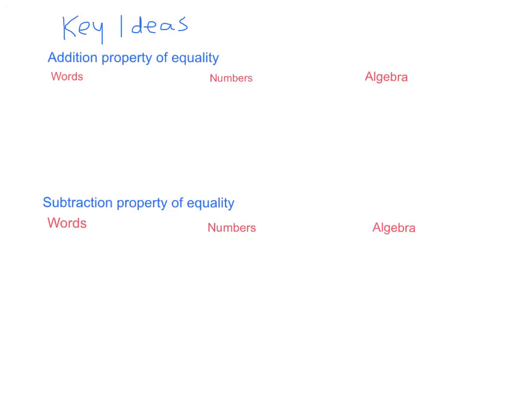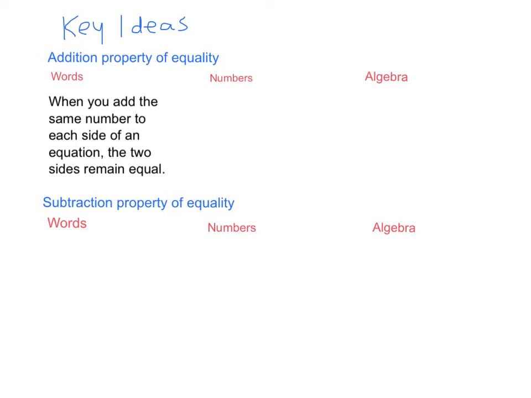So for our key ideas for this section, we have two properties that we're going to talk about: the addition property of equality and the subtraction property of equality. So go ahead and set your paper up kind of like this, where you have your addition property of equality up on the top, and a couple lines down you have subtraction property of equality, with the words, numbers, and algebra. So with the addition property of equality, the words say when you add the same number to each side of an equation, the two sides remain equal.